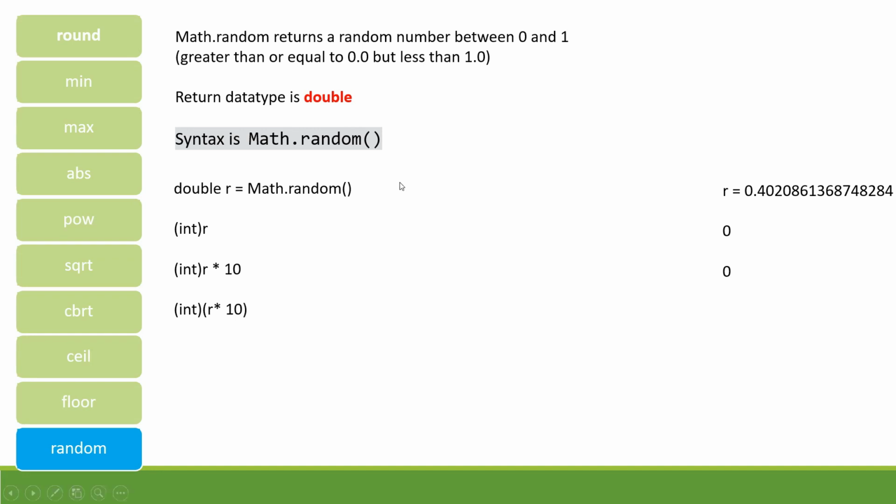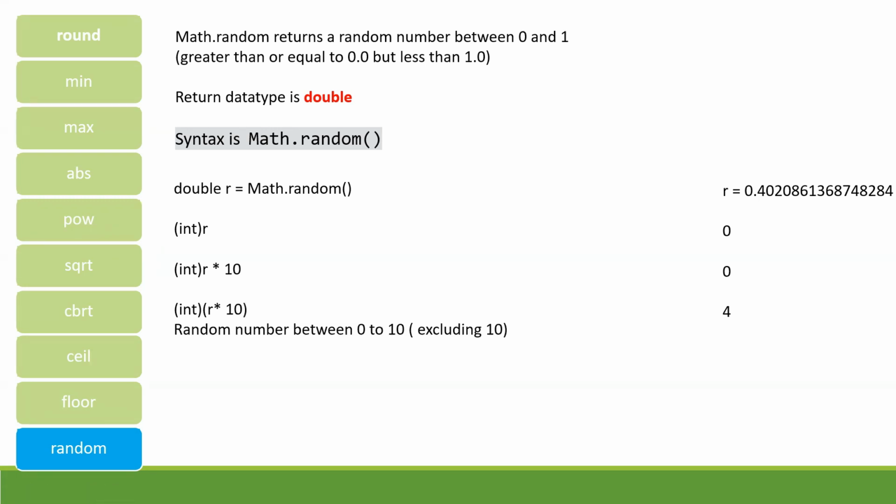Okay, so now if I want the multiplication to happen before the data type conversion, I have to put the multiplication in a bracket like this. So I say int of (r into 10). So what will that give me? 0.40 into 10 will be 4 point something. I'm multiplying by 10, so it will become 4 point something, and then I take int of that. So answer will be 4.